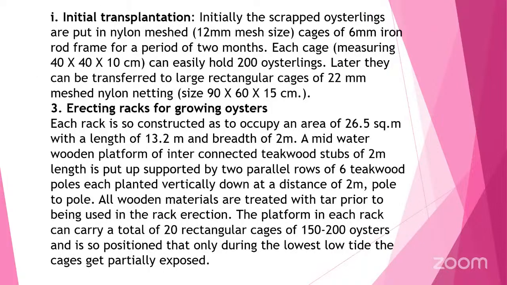Initial transplantation. Initially, the scraped oysterlings are put in nylon meshed cages of 12 mesh size on a 6 mm iron rod frame for a period of 2 months. Each cage measuring 40 by 40 by 10 centimeters can easily hold 200 oysterlings. Later, they can be transferred to large rectangular cages of 22 mesh nylon netting, sized 90 by 60 by 15 centimeters.